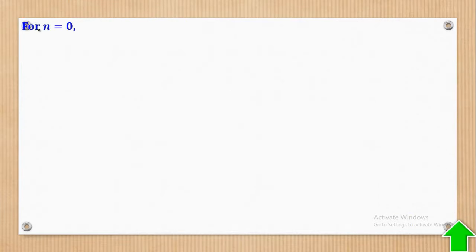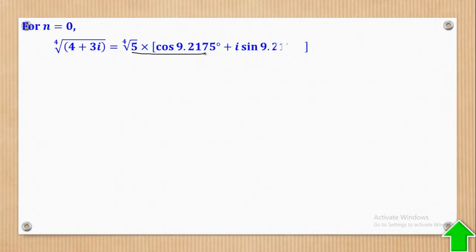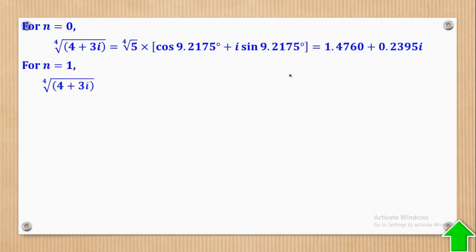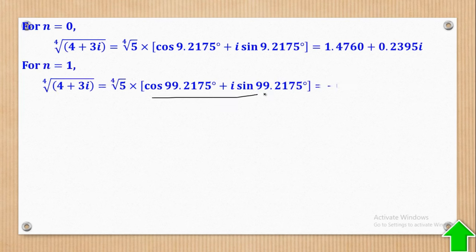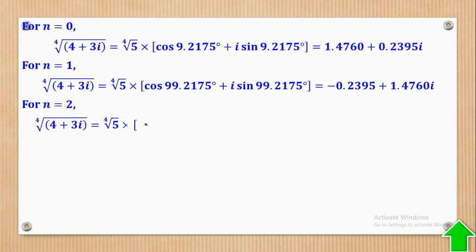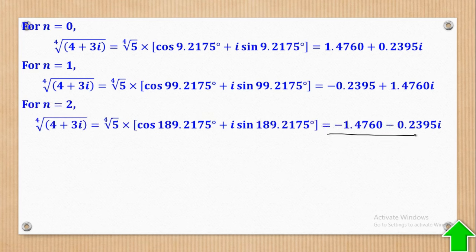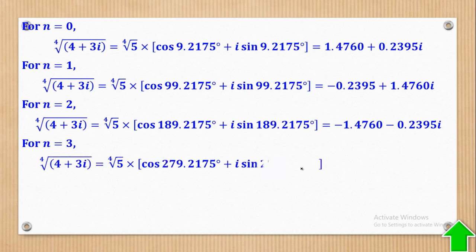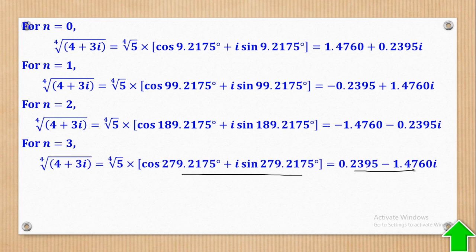Start with n equal to 0, you come up with this. Use the calculator, you come up with that. Here they didn't specify, so you can use 4 decimal places. N equal to 1, come up with this. Use the calculator, come up with that. N equal to 2, you come up with this. Use the calculator, come up with that. N equal to 3, you come up with this. Use the calculator, you come up with that. So those are the 4 roots they wanted.